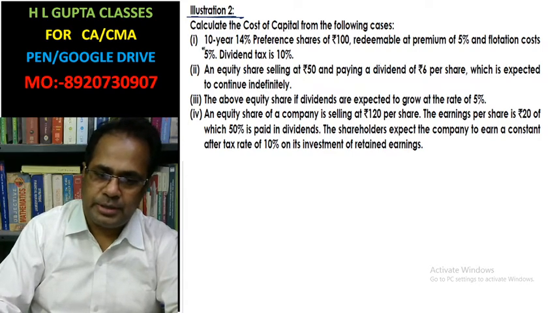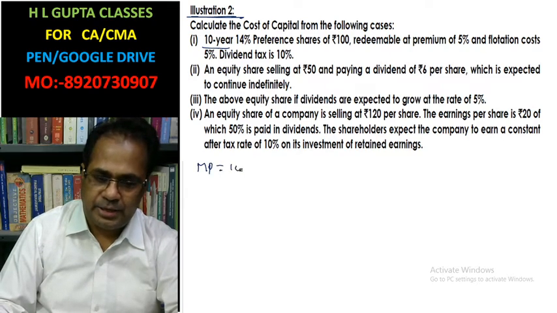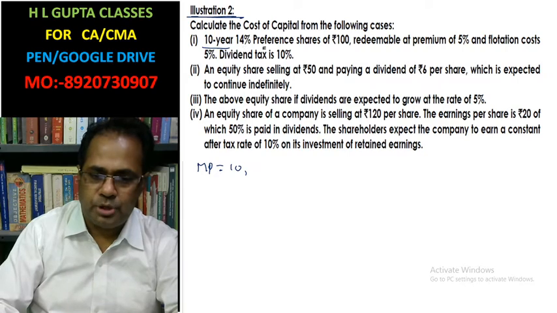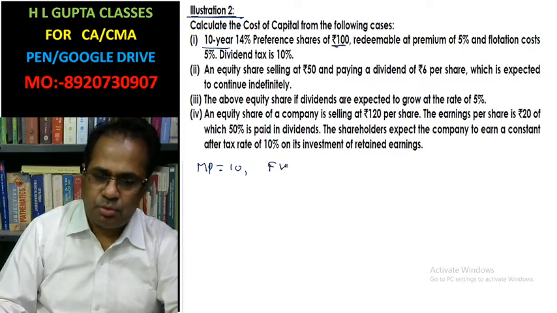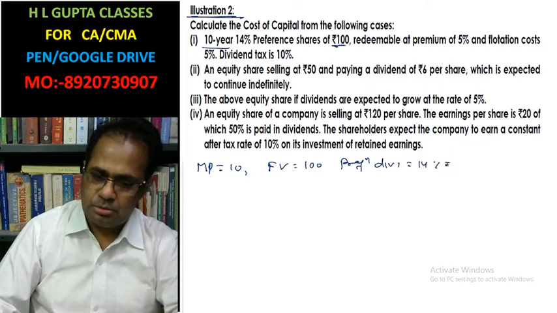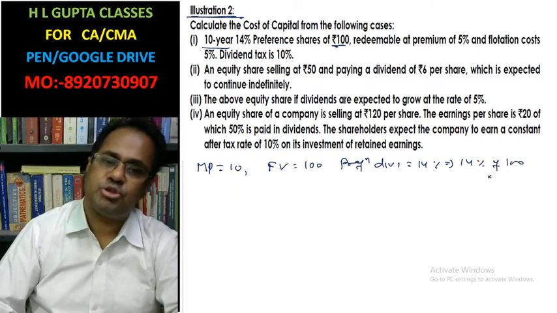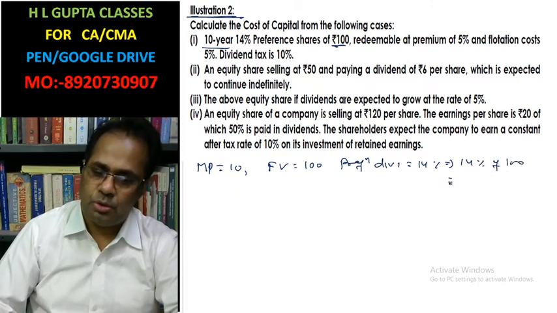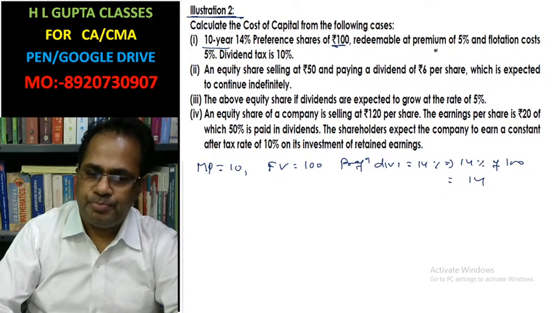The maturity period is 10 years. 14% preference shares of rupees 100, that is, the face value is 100. Preference dividend is equal to 14% of 100. Preference dividend is always paid on the face value, that is rupees 14.